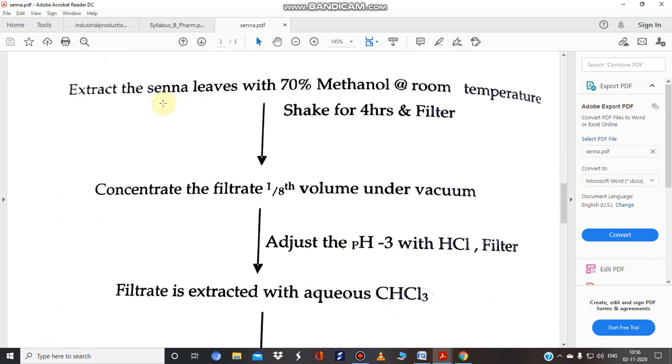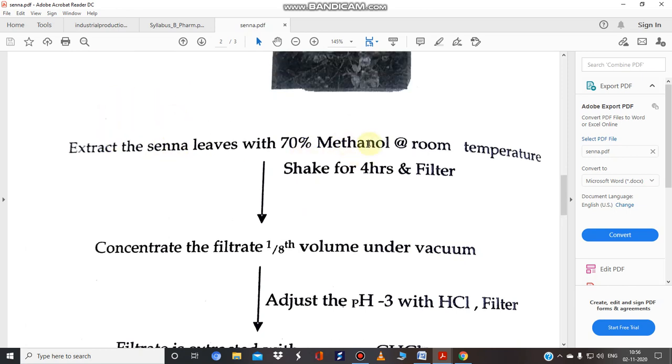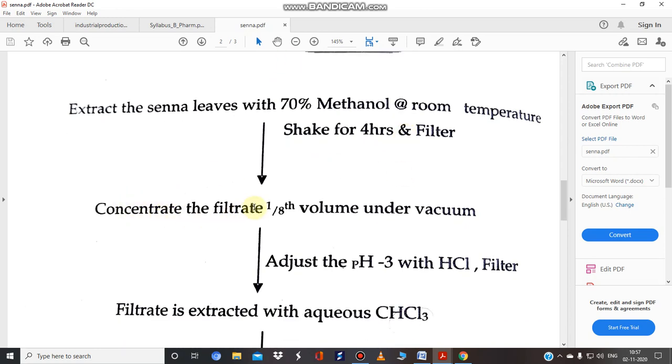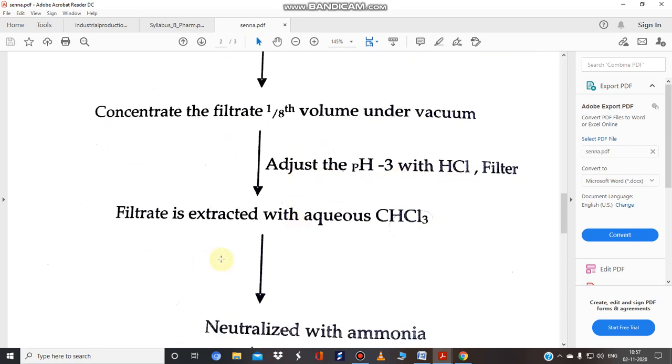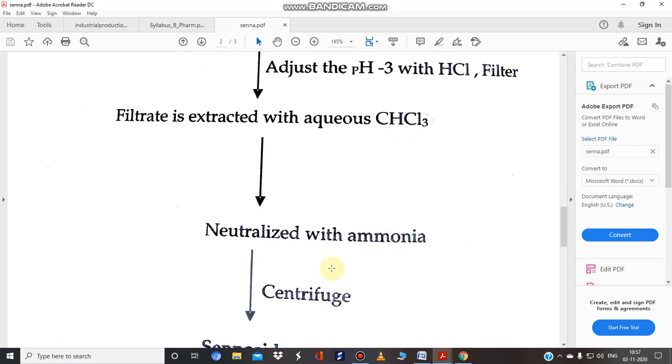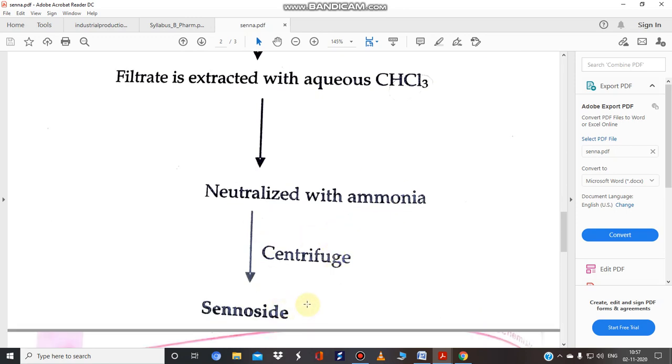So let's start. First of all, we will extract senna leaf with 70% methanol. So over here we are using the leaf. First of all, we will dry the leaf, and it is extracted with 70% methanol, and shaken for 4 hours and then filtered. Then we have to concentrate our filtrate to at least 1/8 of its volume under vacuum conditions. Vacuum concentration is done. Then we have to adjust the pH of this filtrate using HCl, and then we will again filter. Then finally we will extract using an organic solvent like chloroform. Finally it is neutralized with ammonia, centrifuged, and senosides are obtained.